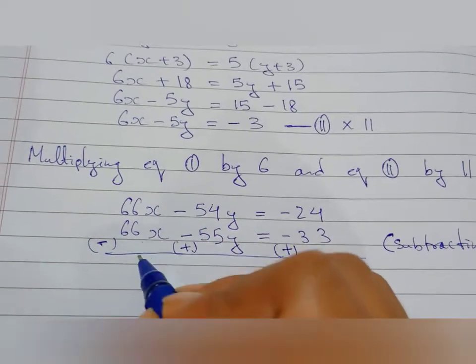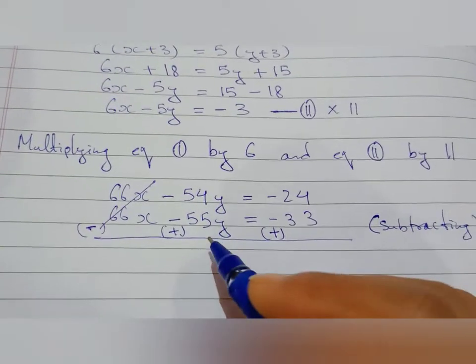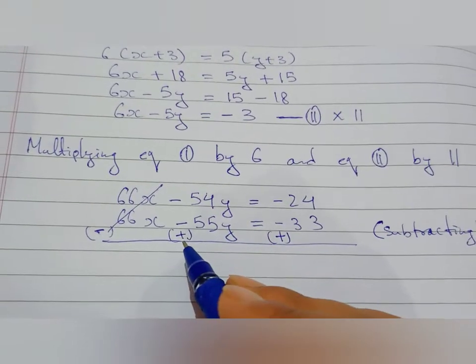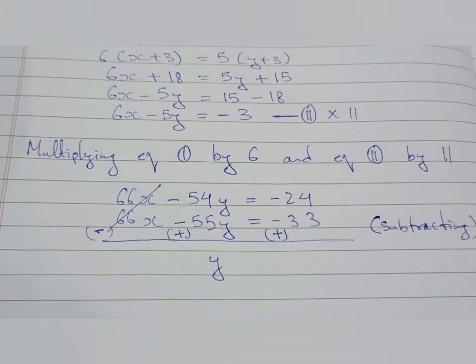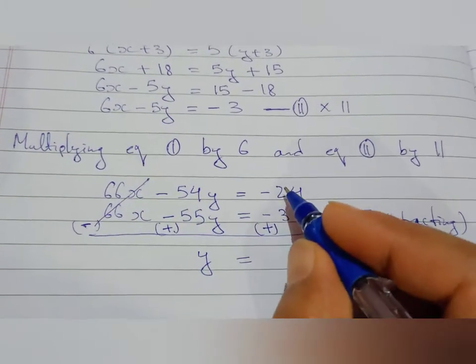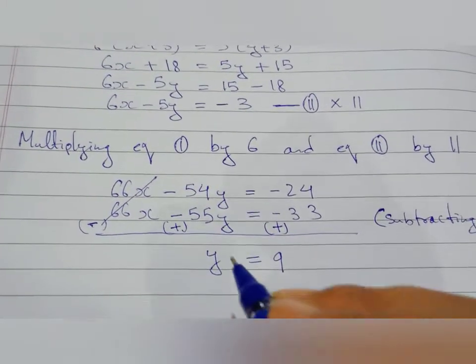Plus 66x minus 66x, equal and opposite, so it will get cancelled. 55 minus 54 will give us 1, and 55 has a positive sign, so the plus sign will retain. 1y, or simply we can write y, equals 33 minus 24, which will give us 9. So the value of y is 9.